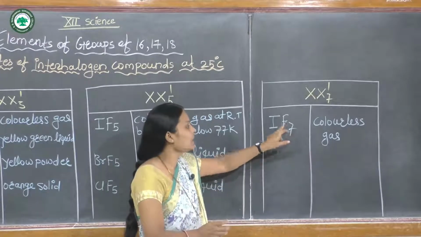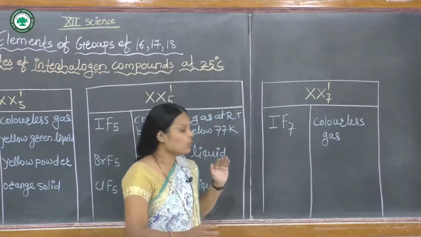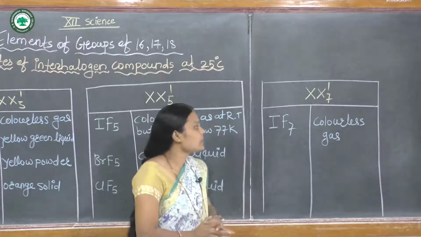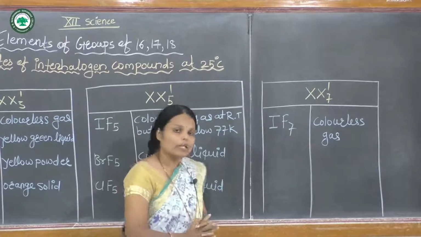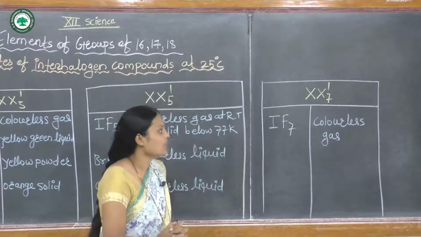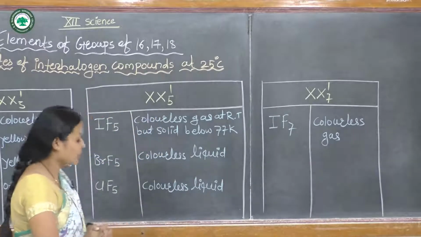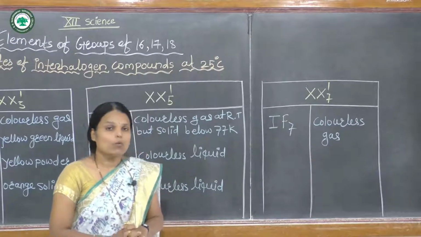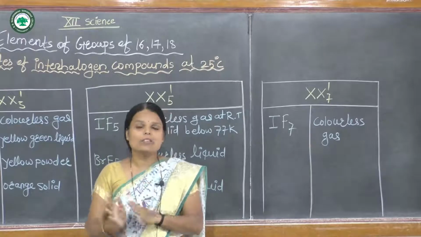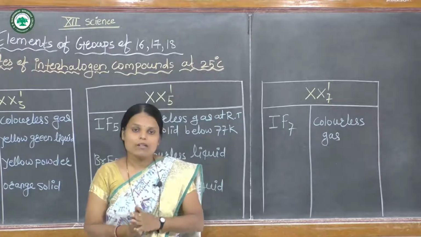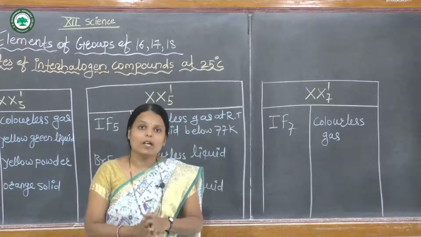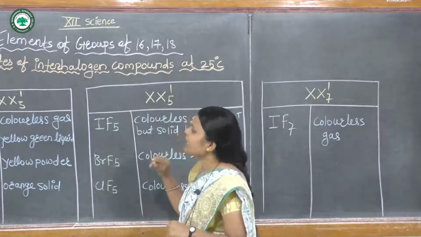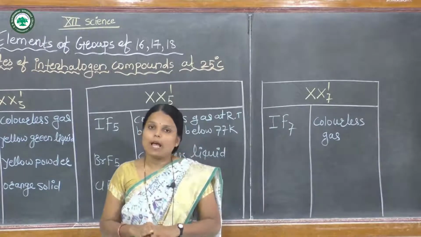Iodine heptafluoride means seven fluorine atoms are combined with one iodine atom, and its state is a colorless gas. The iodine heptafluoride is a colorless gas. These are all four types of classification of interhalogen compounds: the first one is X X, the second is X X3, the third is X X5, and the fourth is X X7, along with the examples and states of the interhalogen compounds.